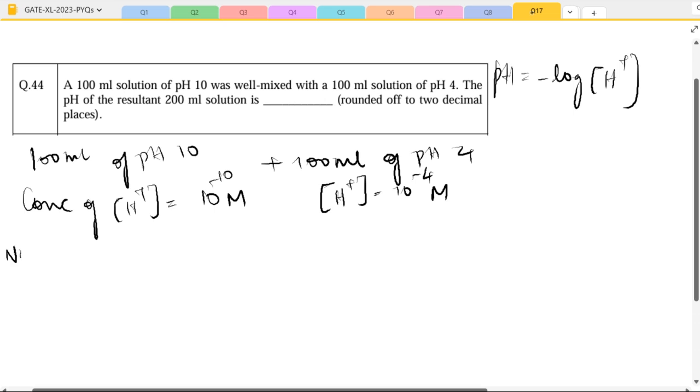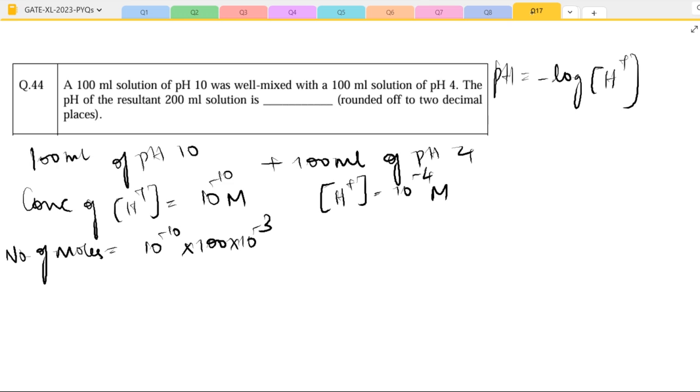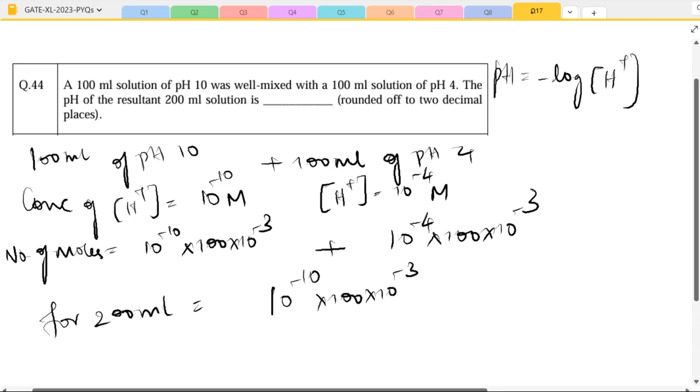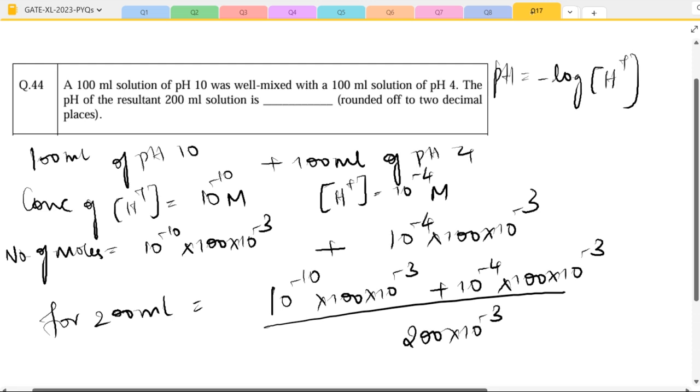Now you need to know the number of moles. So the number of moles is equal to 10 power minus 10 into 100 into 10 power minus 3, because this is 100 ml and it's in molar, so let's also have the volume in liters. So I multiply by 10 power minus 3. And here it is 10 power minus 4 into 100 into 10 power minus 3. For the 200 ml solution, the total number of moles is going to be this plus this: 10 power minus 10 into 100 into 10 power minus 3 plus 10 power minus 4 into 100 into 10 power minus 3, and now the total volume is 200 into 10 power minus 3 liters.